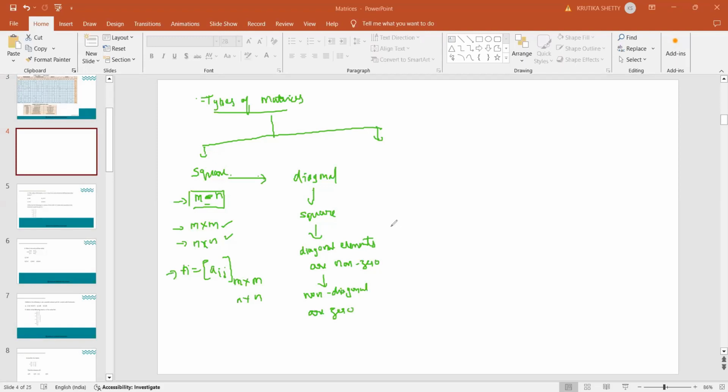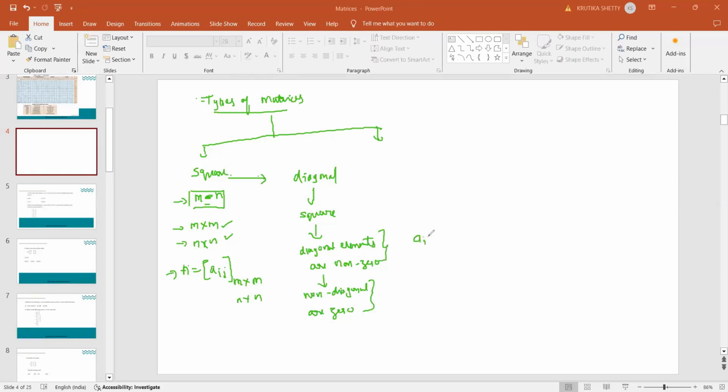See, here I have written the definition in verbal form. Diagonal elements are not equal to zero, and non-diagonal elements are equal to 0. This we can write in mathematical form also. How can we write it?